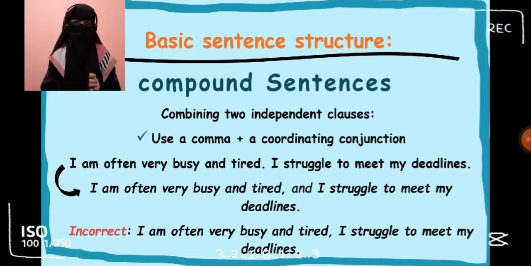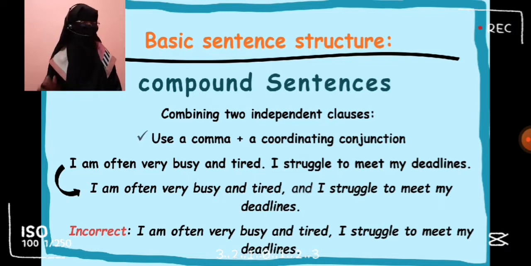Coordinating conjunctions are words like and, so, but, or. Those words work along with a comma to connect two independent clauses. Notice that the comma comes first, after the first independent clause. And then we have the coordinating conjunction, in this case "and," and then the second independent clause.